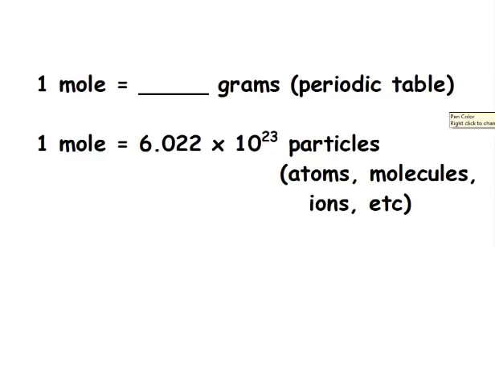So if you're struggling with these problems, remember that 1 mole is always equal to so many grams. We get those grams from the periodic table. That's the molar mass. And 1 mole is always equal to 6.022 times 10 to the 23rd particles. Those particles can be atoms, molecules, ions, etc., whatever we were talking about in the problem.